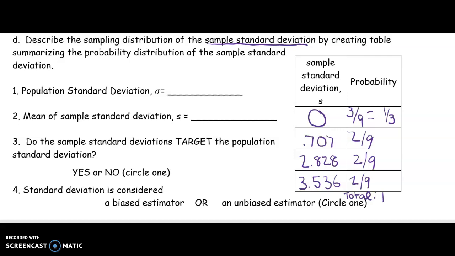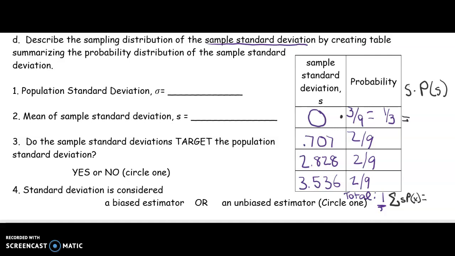0.707 has a probability of 2/9 of occurring. 2.828 has a probability of 2/9 of occurring, and 3.536 has a probability of 2/9 of occurring. The total of the probabilities is 1. Now we'll find the expected value in the same way. We'll take each standard deviation and multiply it by its probability, and then we're going to find the sum of each standard deviation multiplied by its probability, and that's our expected value.